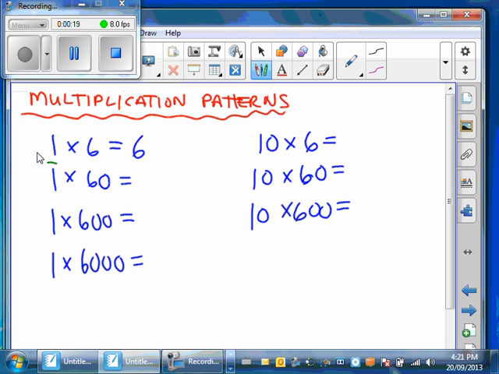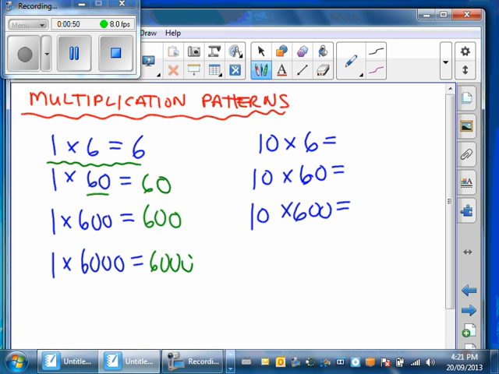We obviously know the most basic multiplication: 1 times a number is going to equal that number. In this case, it's 1 times 6 equals 6. All right. Well, what happens if we bump this up to 60? Well, we know that that is going to be 60. Anytime you have a number times another number, it could be 60, 600, 6,000.